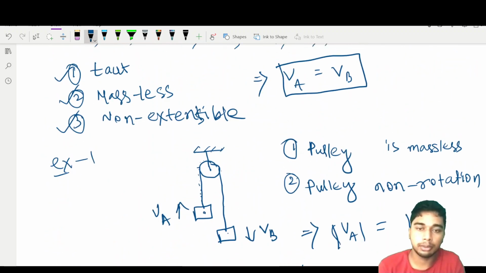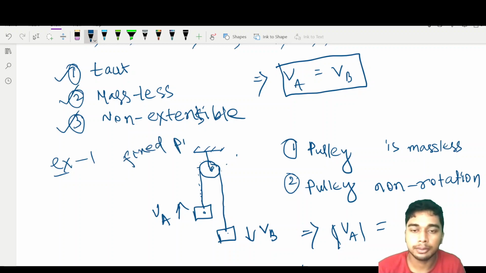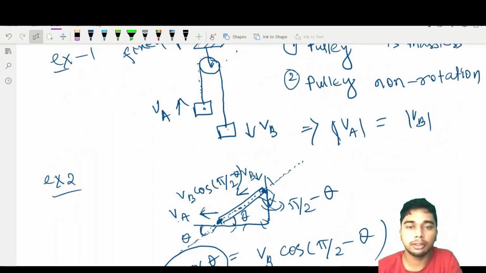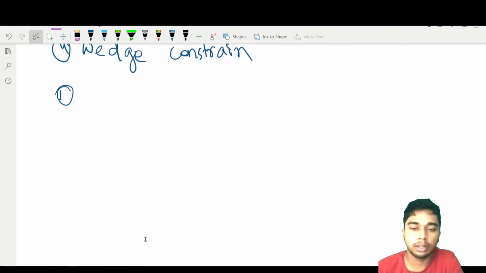In the previous example, I considered that the pulley is not moving, the pulley is at rest. So I can say that this problem is nothing but our fixed pulley format. Fixed pulley. Now consider when the pulley is no longer fixed.